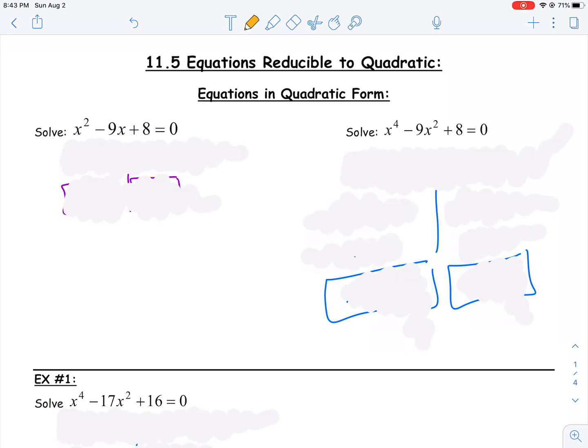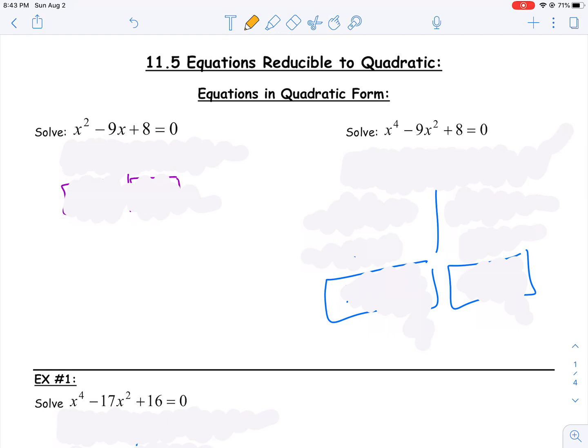Right, in 11.5, we're going to be looking at other types of equations besides quadratics. They might be written in the form of a quadratic, but they're not actually an x squared. But we can solve them using similar techniques like we did with a quadratic, where we can factor or square root, stuff like that. Let me show you.